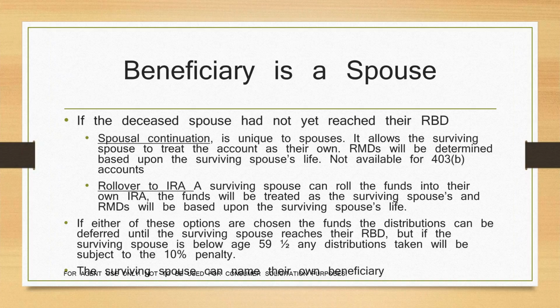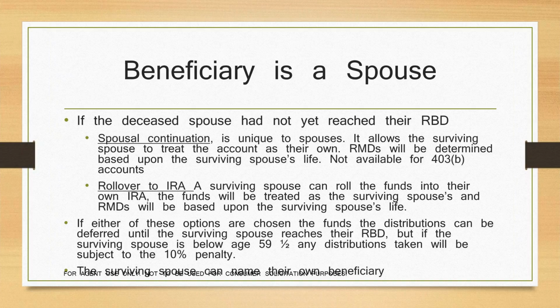An important factor in the decision-making process is that if spousal continuation is chosen, and if the surviving spouse is younger than 59.5, any of the distributions from the account are going to be taxed just like it's the spouse's own qualified account or IRA. And that means that distributions taken prior to age 59.5 from a spousal continuation account are going to be subject to the extra 10% penalty tax. That's one of the downsides of making that choice.